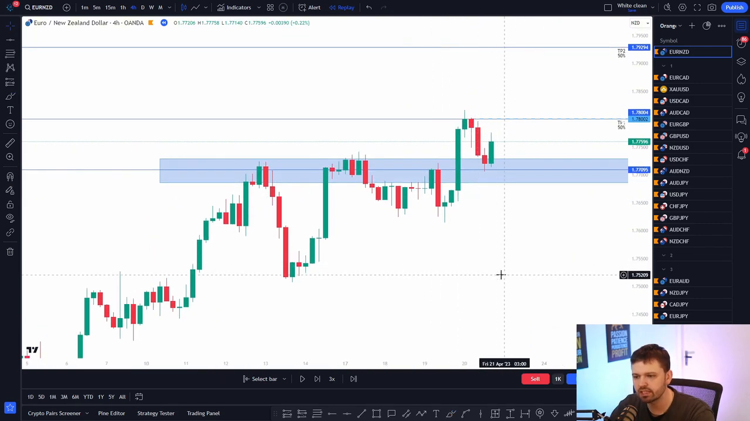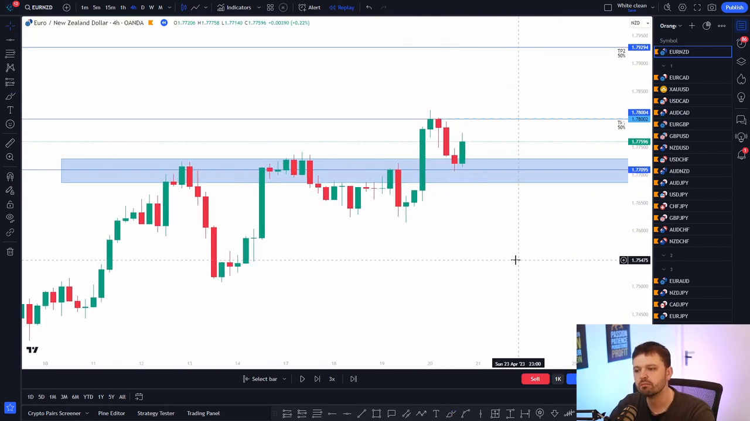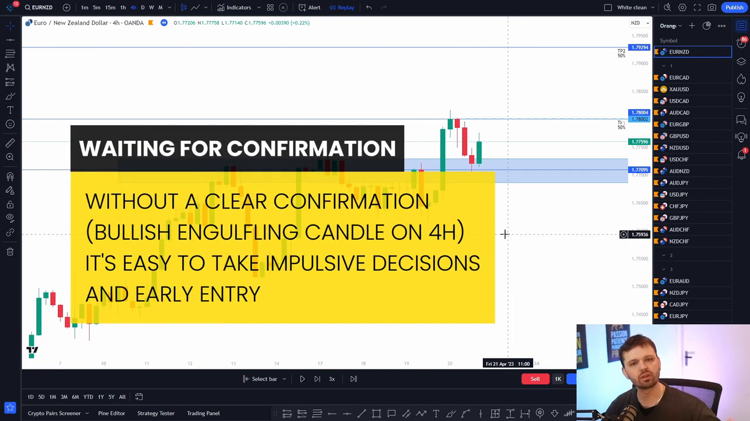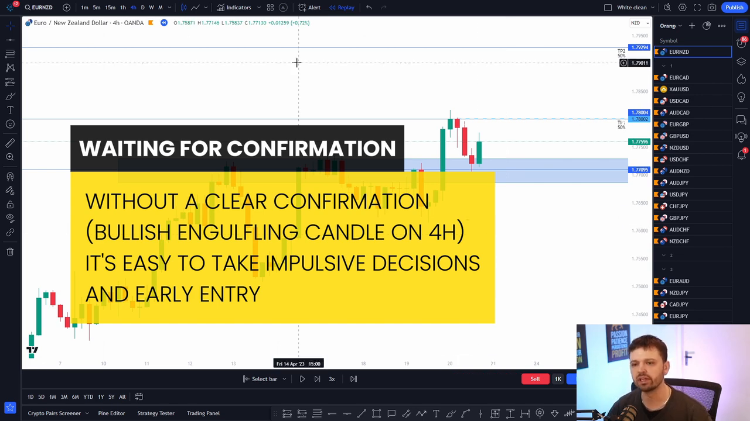So what I'm saying is you need to wait for confirmation before entering, and it's very important that you have clear confirmation before entering, because otherwise, without clear confirmation or a clear idea of what that confirmation would look like, it's easy to take impulsive decisions and early entry.